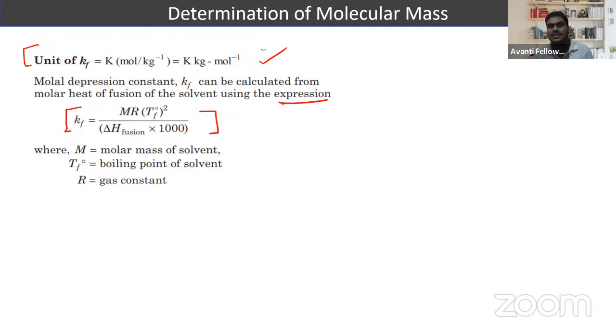So in today's class, we discussed colligative properties, understanding what colligative properties are with examples, and also discussed three very important colligative properties, that is relative lowering of vapor pressure, elevation in boiling point, and depression in freezing point, right? So in our next class, that is on Friday, we are going to discuss the one remaining colligative property and the numericals based upon these colligative properties.